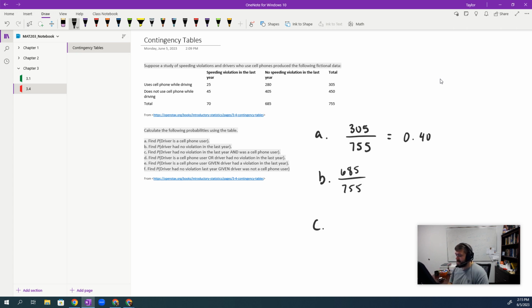C. Find the probability that a driver had no violation and also was a cell phone user. Okay, so we need two categories now, right? It's not just a single row or a single column. It is both. We're locking into a particular cell value. So when I say cell, I mean like if you were to think about this as a spreadsheet.